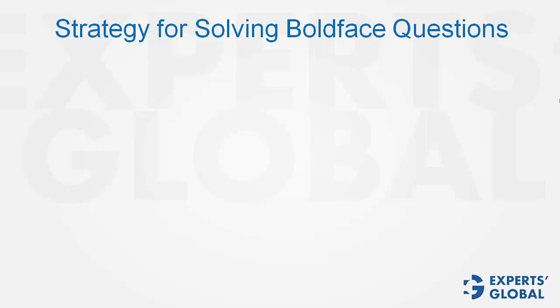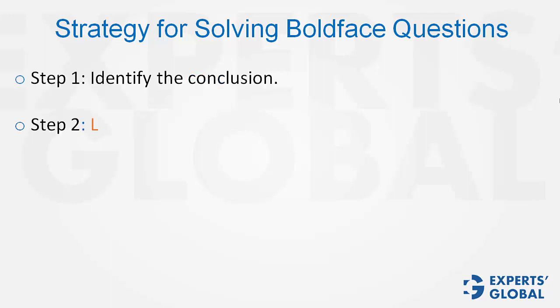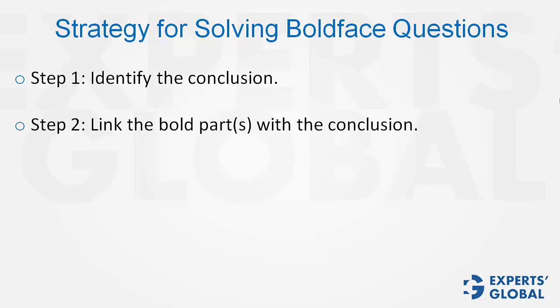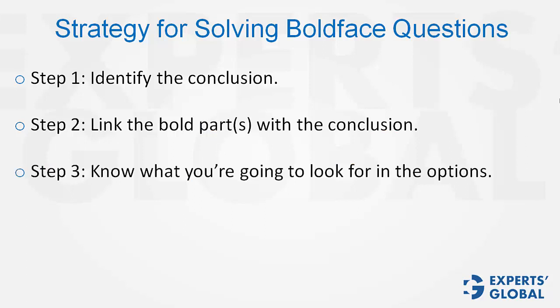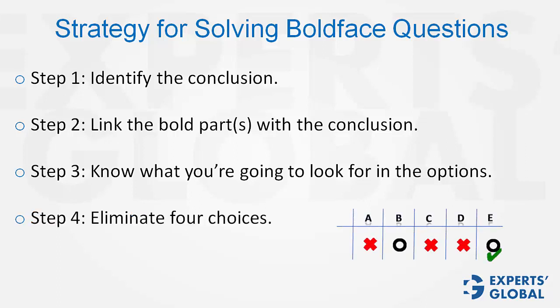Strategy for solving bold-faced questions. Step 1. Identify the conclusion of the argument. Step 2. Link the bold parts with the conclusion. Step 3. Know what you're going to look for in the answer choices. Step 4. Eliminate 4 choices using the grid. The 5th choice that remains is the correct answer choice.